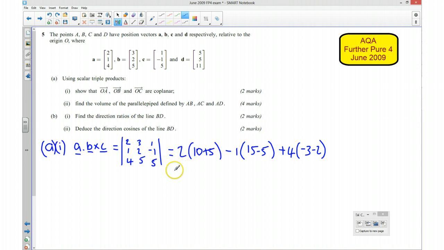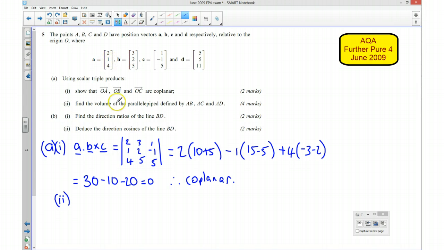So that you're clear about exactly what you're doing. If I carry this on now, that's going to be 2 times 15, which is 30, take away 10, and take away 20, and that's going to be equal to 0. So therefore coplanar. Right, part 2 of A is find the volume of the parallelepiped defined by AB, AC and AD.